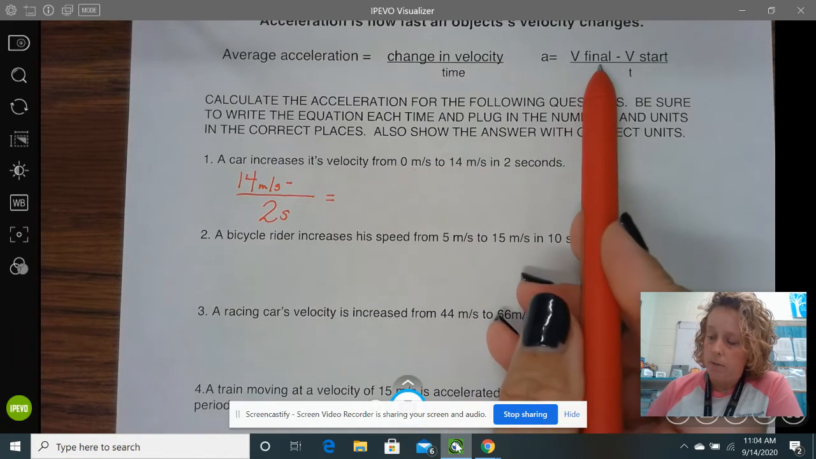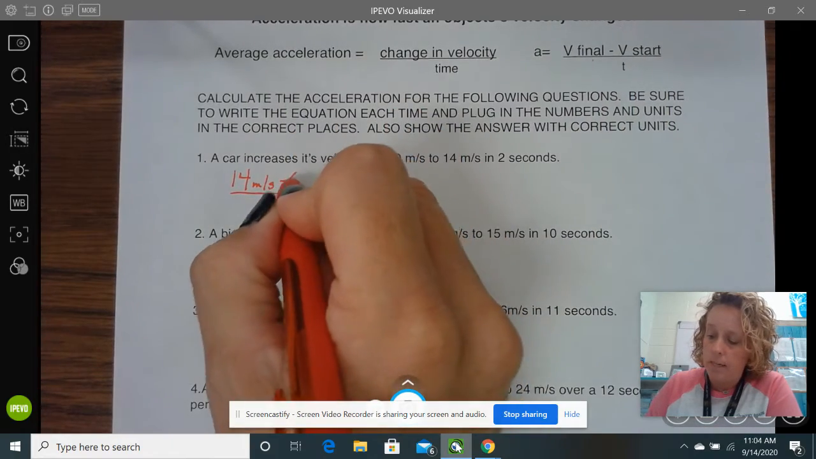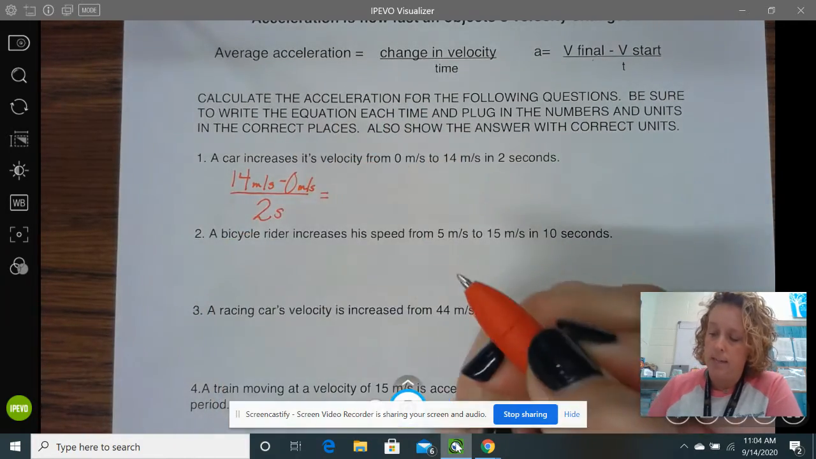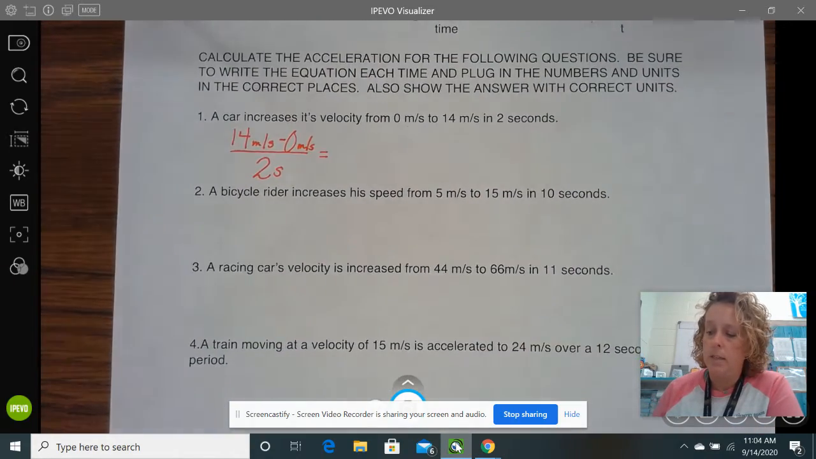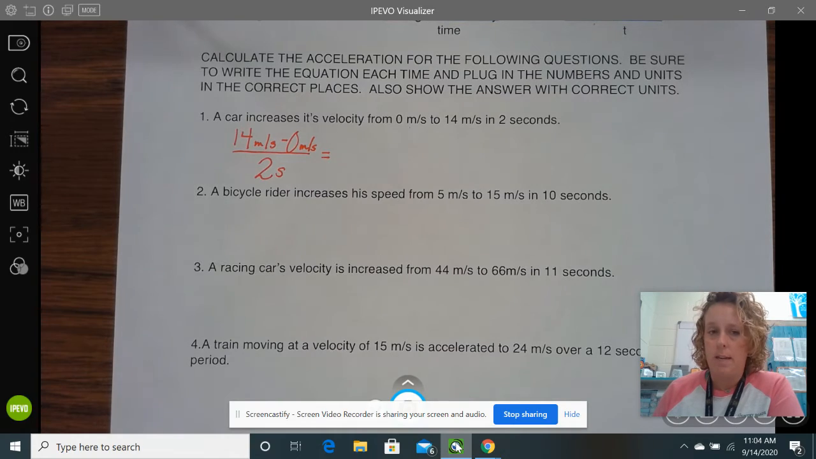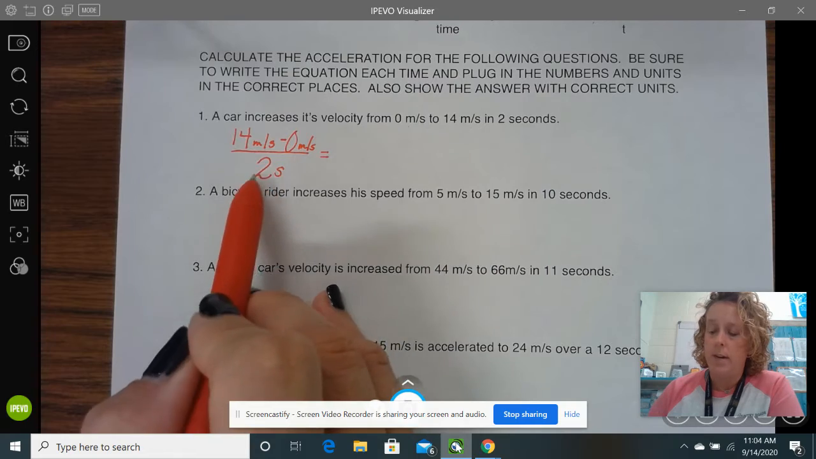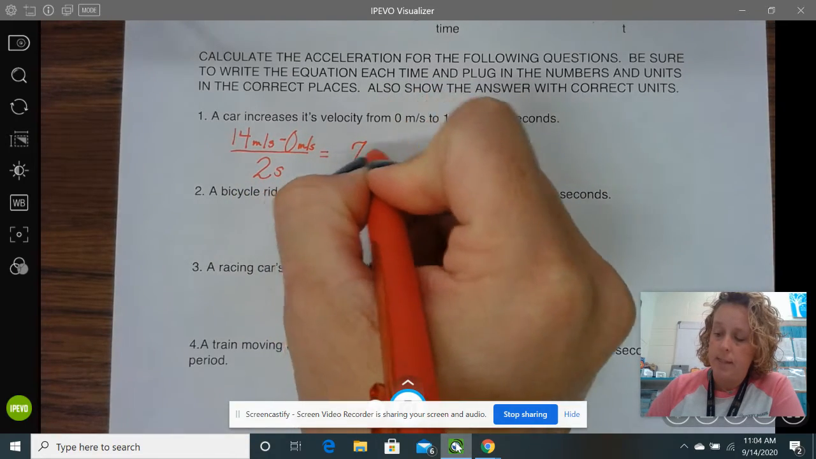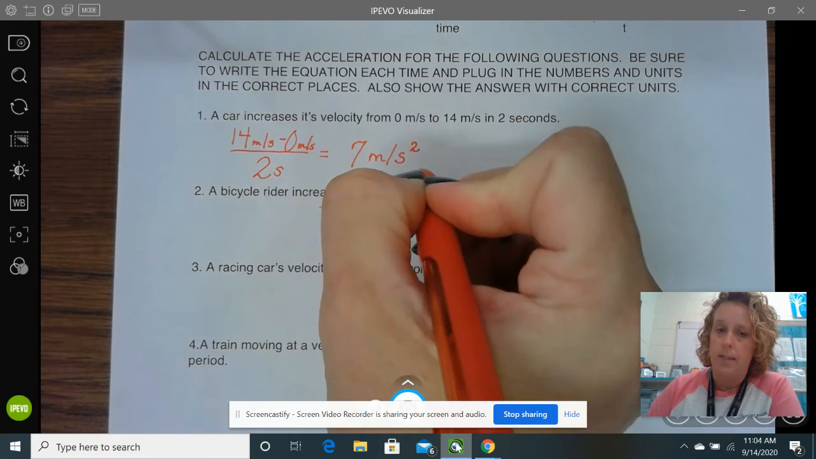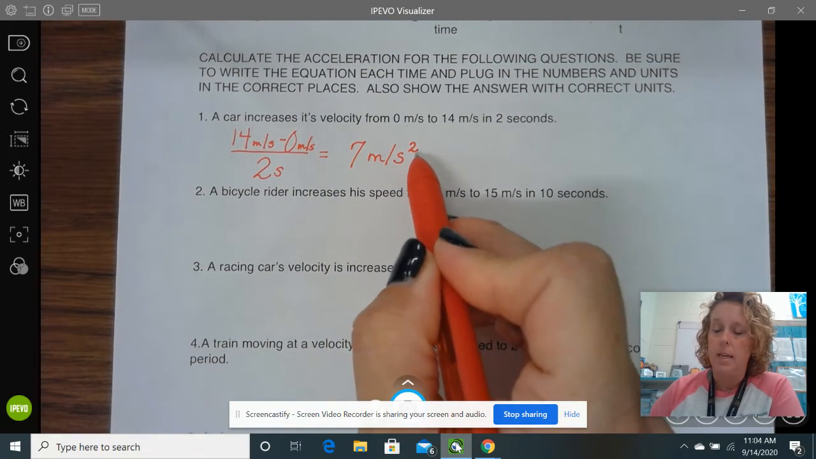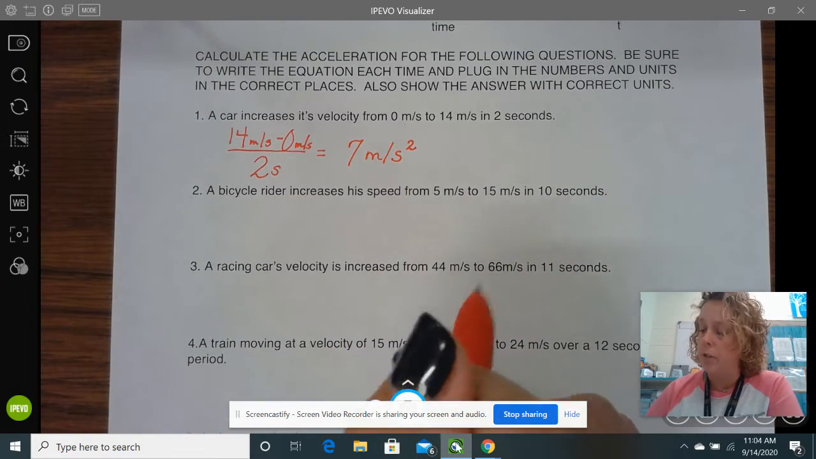Final velocity goes first, minus initial velocity, which in this will be 0 meters per second. Okay, so when you do the math, and I will give you a second, if you've got your calculator, which you shouldn't need for this one, you would end up 14 divided by 2 would be 7 meters per second squared. That's very important. Don't forget to put the squared. That is the unit for measurement of acceleration.